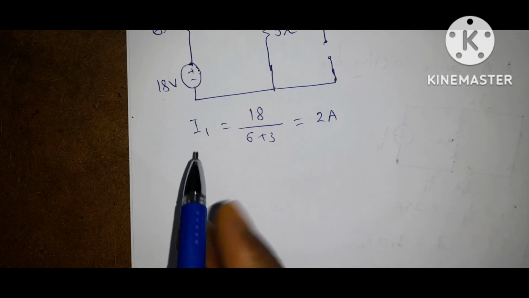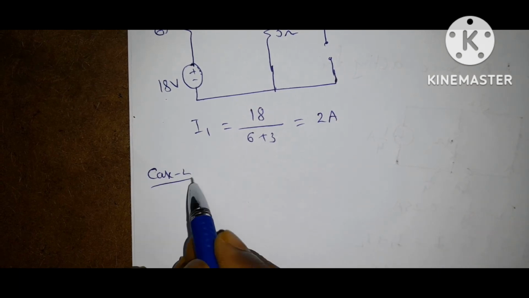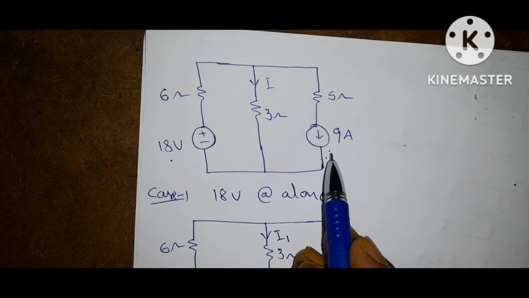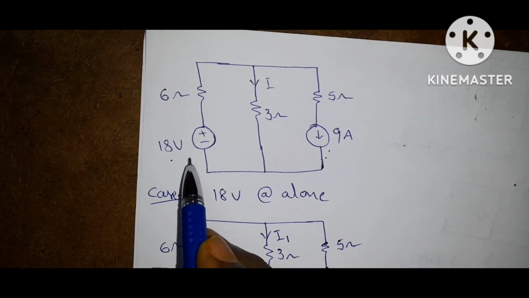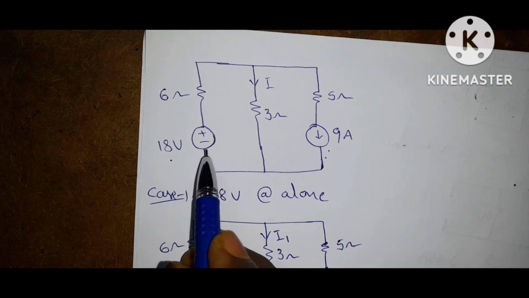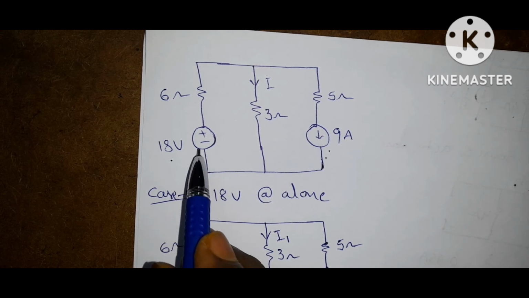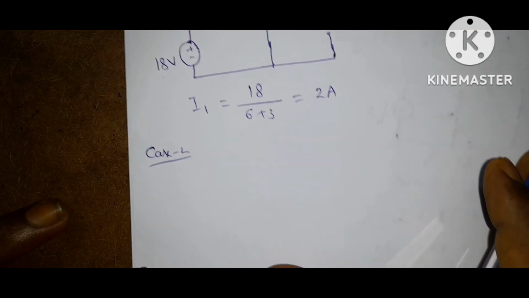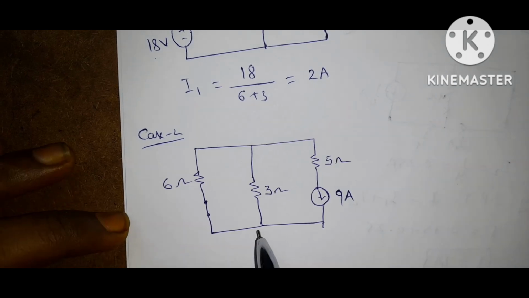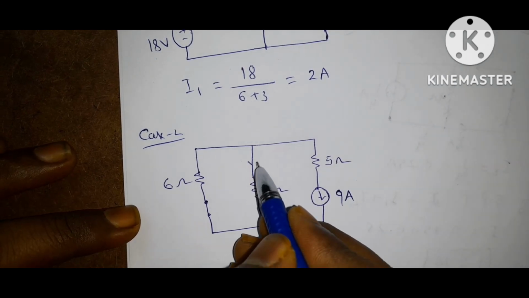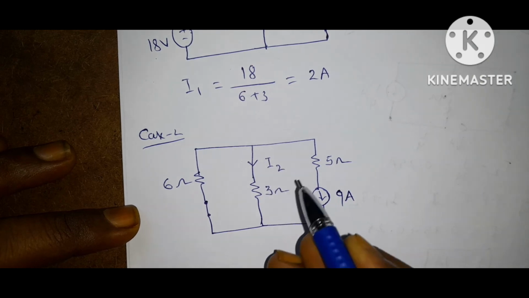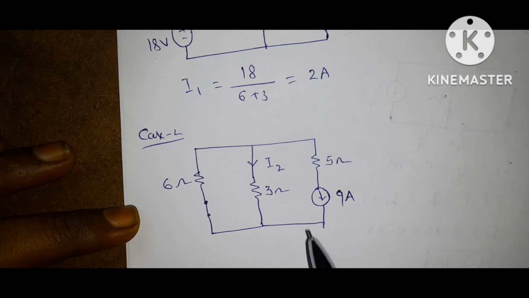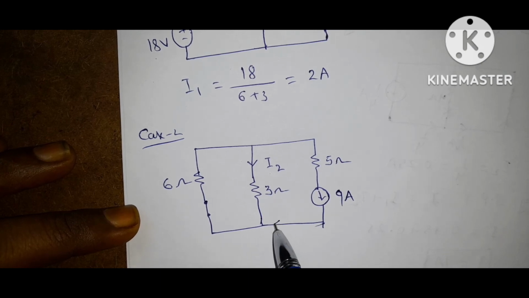Now case 2. If the 9 amp source is acting alone, what will happen? The 18 volt source must be switched off. Switched off means here it is a short circuit, that is, we are replacing this 18 volt source with its internal resistance. Then the circuit becomes like this. Here the branch current I is I2, because this is the response due to this 9 amp source acting alone.